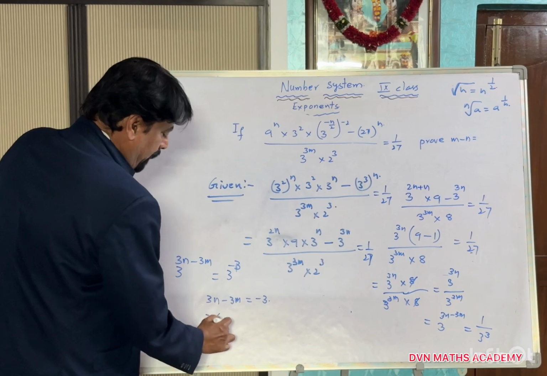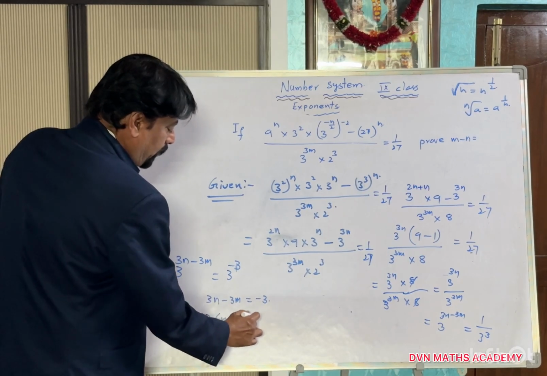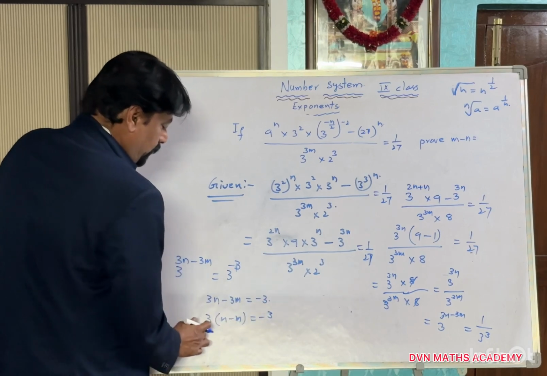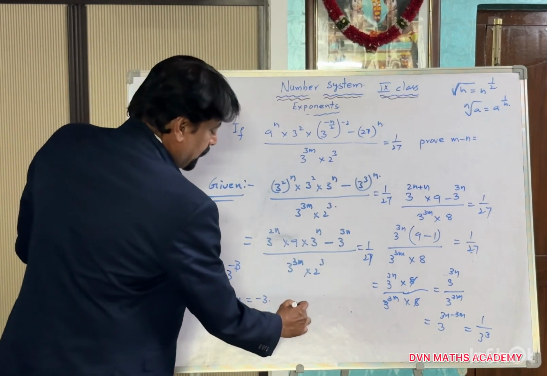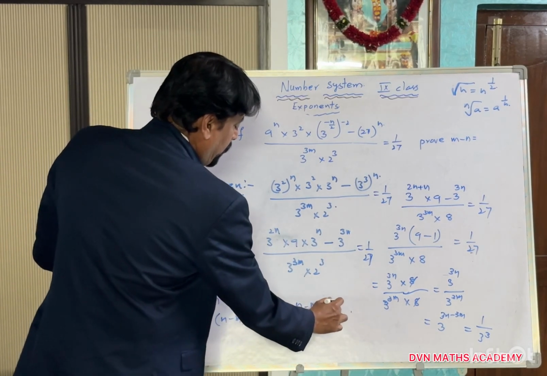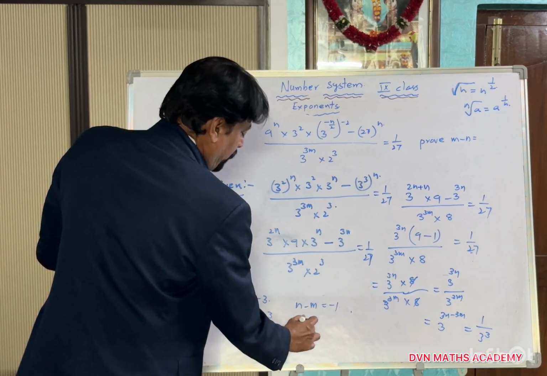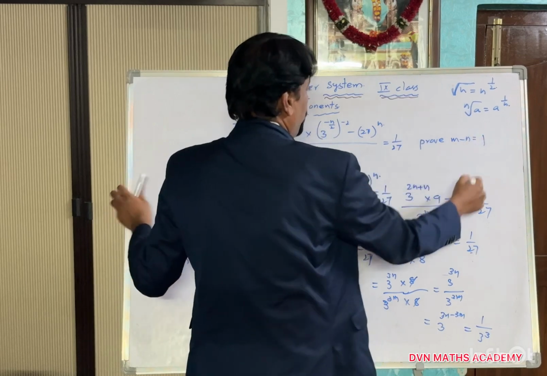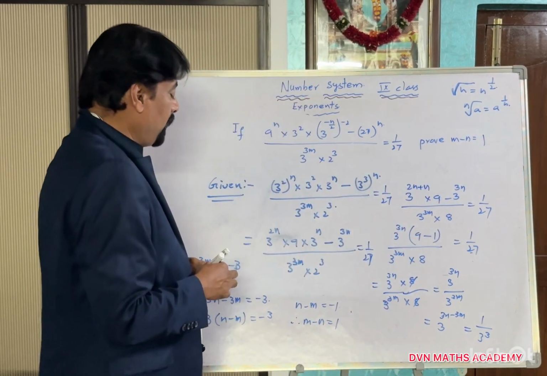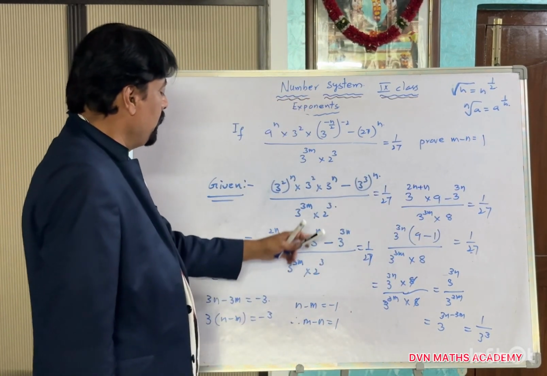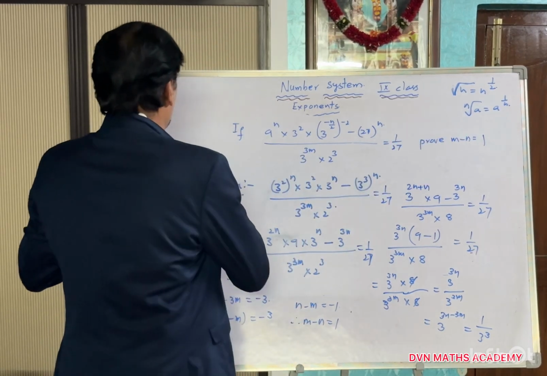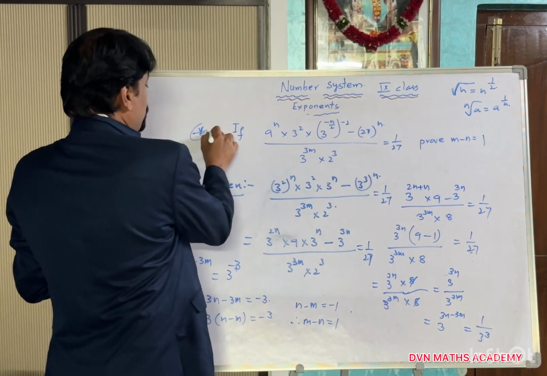If I make 3 common, n minus m is equal to minus 3. If I send 3 to that side, therefore n minus m is equal to minus 1. Therefore, m minus n is equal to 1. So here he has asked to prove m minus n is equal to 1. It is not visible in my book. So here we are required to prove that m minus n is equal to 1. This is one of the important questions and a very interesting question also.